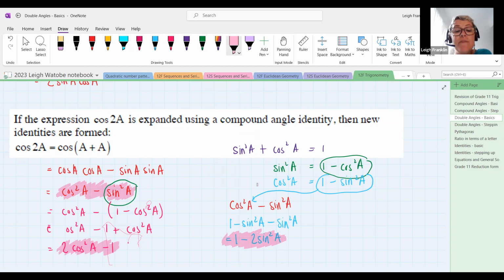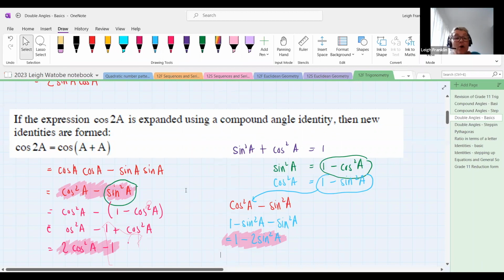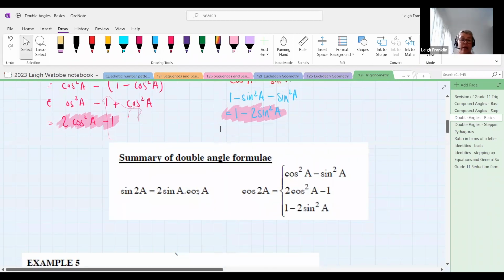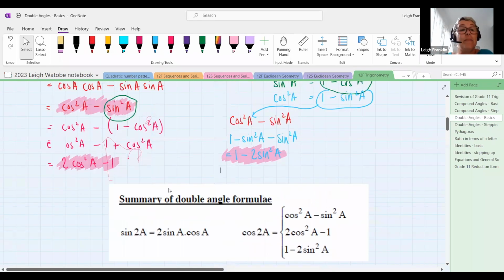So there are 3 variations, and when you look on a formula sheet, all 3 are given to you. On your formula sheet, you will see sine 2A equals 2 sine A cos A, and they will also tell you that cos 2A can be equal to any one of those 3. It matters which one we use eventually when we get to identities and equations. But when we're doing Pythagoras and ratio in terms of a letter, it does not matter which cosine double angle expansion we end up using.